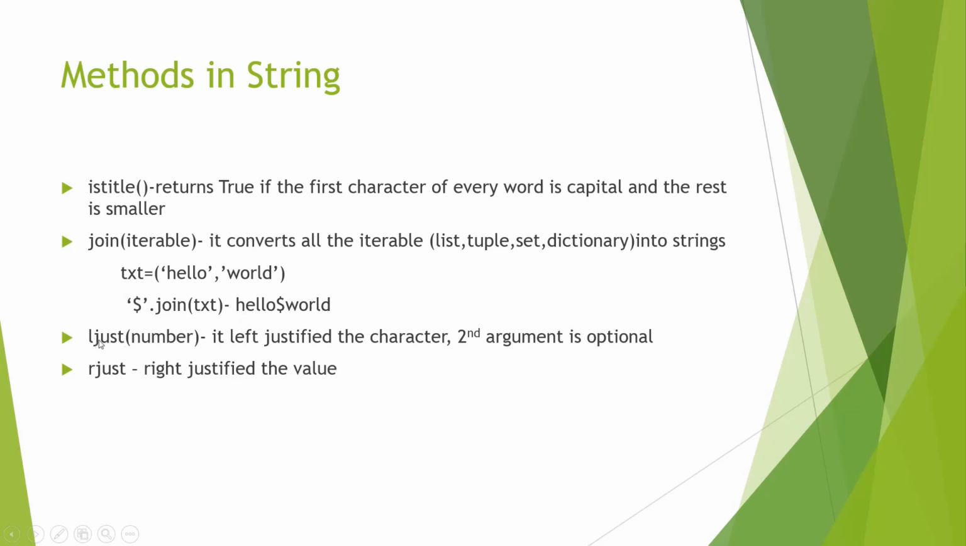Then ljust stands for left justified. It left justifies the string depending on the number of values specified here, right? So what ljust does is it left justifies the string, and in the number we can specify how many empty spaces, like 10, 20. So it will left justify the string within those empty spaces. And we can also specify a second character here, so if we give 20 and then that character, it's going to be left justified and the spaces on the right will be occupied by that special character specified here as a second value. Okay, rjust stands for right justified.